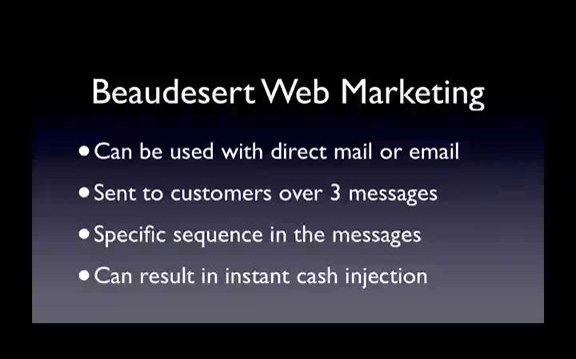If you're using email, you can send it out every second day. If you're using direct mail, you might want to go a bit longer than that because your postage is going to be more expensive, and you want to see if you're going to get some sort of result from the first message. You'll usually find you'll get 50% of your results from the first message, 10% from the second message, and the other 40% from the final message because you'll have a bit of scarcity in there and a deadline. There's a specific sequence in the messages you write, and I'll go through that shortly with you. And this can result in instant cash for your business.